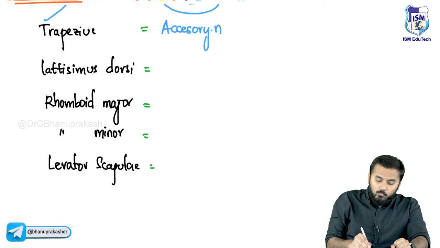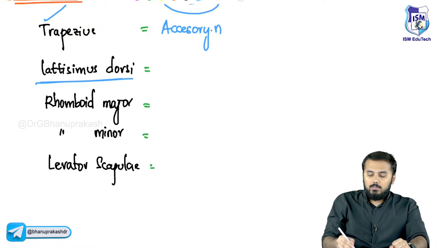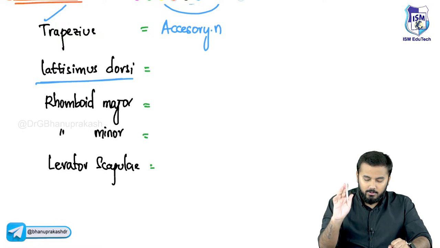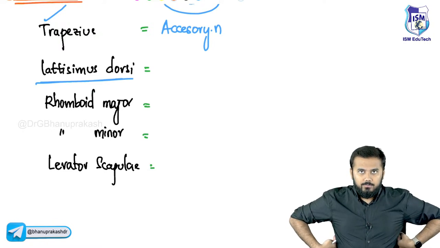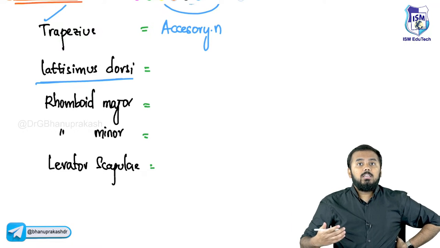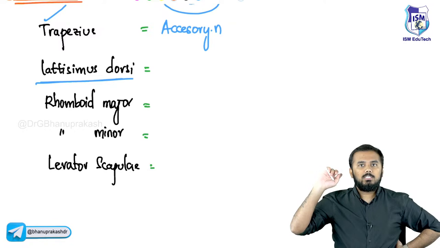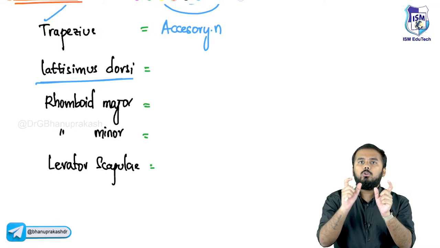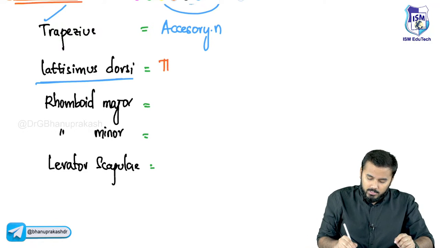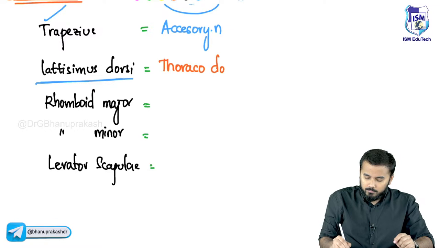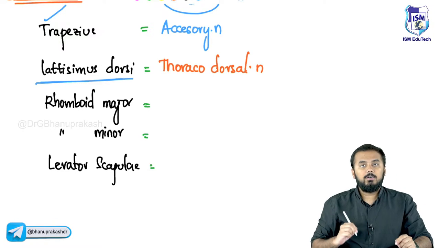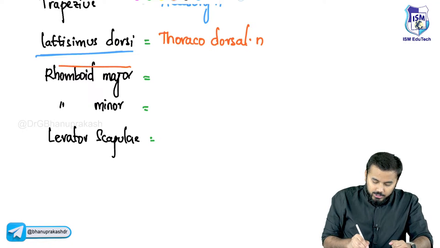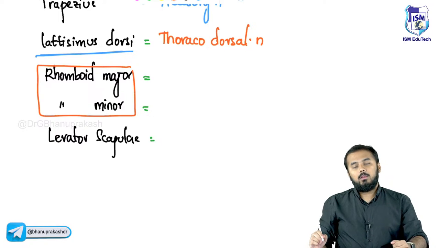Okay. Now, latissimus dorsi, what is the nerve? First of all, tell me, where is latissimus dorsi located? In the thoracic region, right? Thoracic region, matlab yahan pe nahi, piche. This is ventral, piche dorsal hai. Ventral or dorsal side? Dorsal side. So combine the two words: thoraco dorsal nerve. So the nerve is the thoracodorsal nerve.